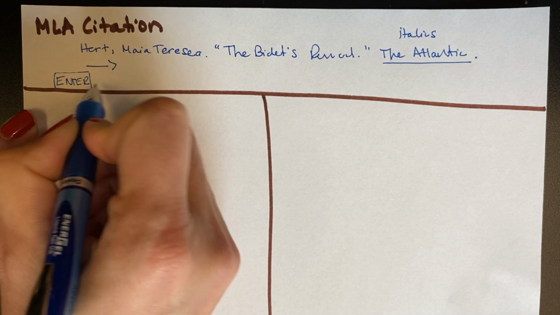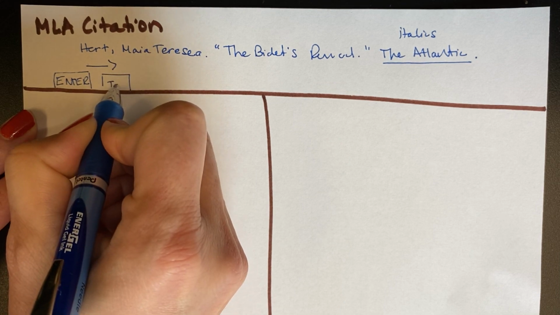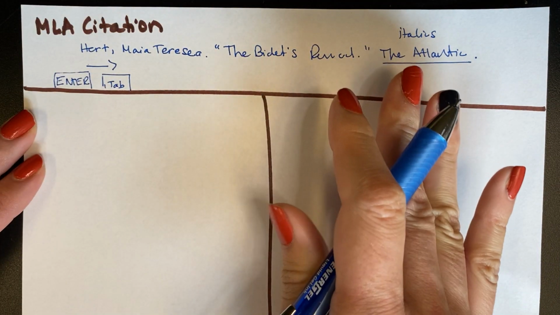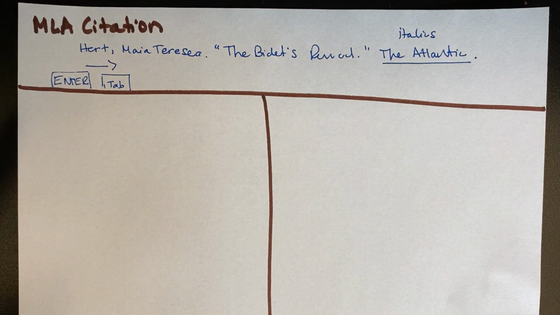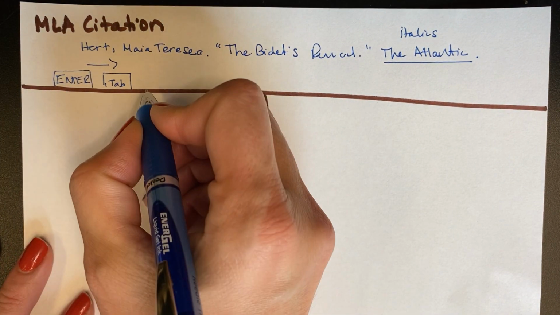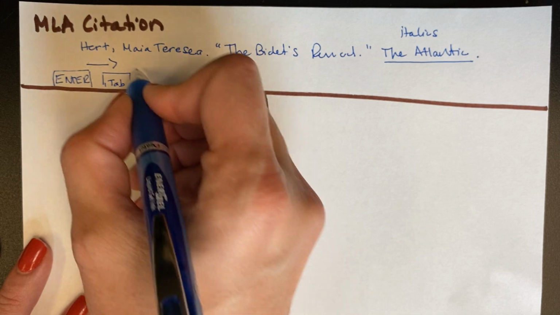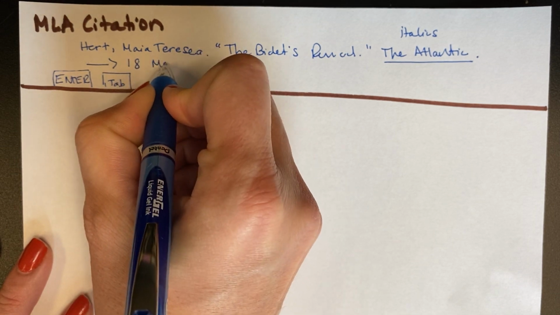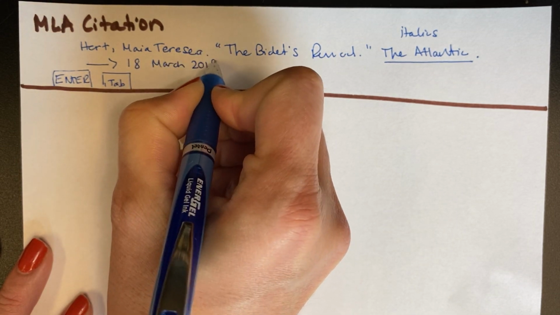Then for that second line, you want to push enter, then tab. Because if you just push tab, and if you've had this problem, everything kind of goes over. So it's the opposite of a paragraph, right? The second indentation, you want to do that enter and then tab. And then we're going to do the date it was published, which was the 18th of March, 2018.